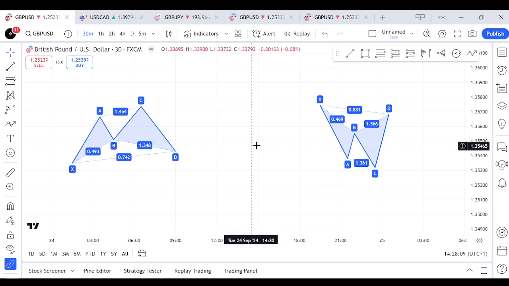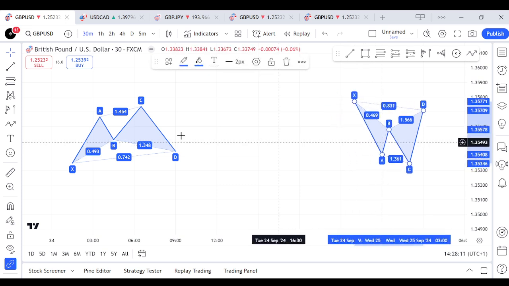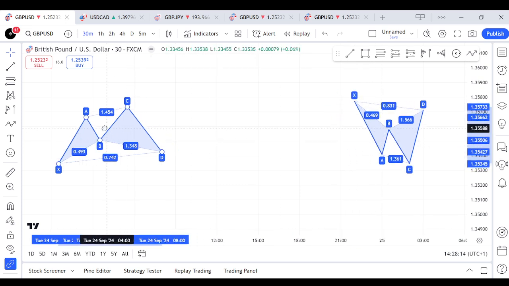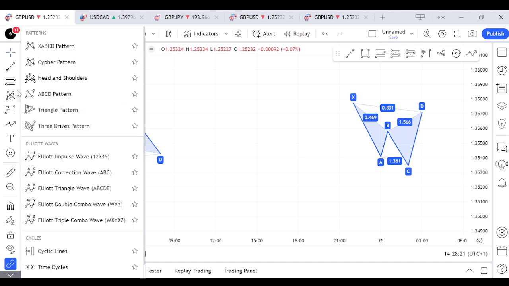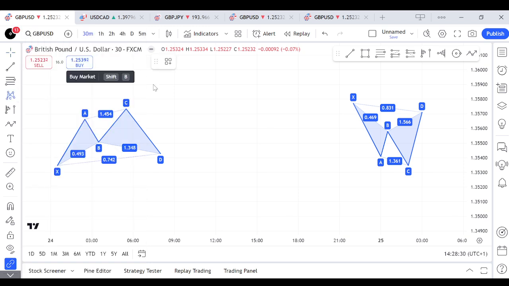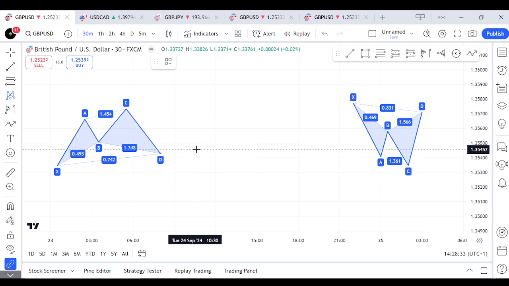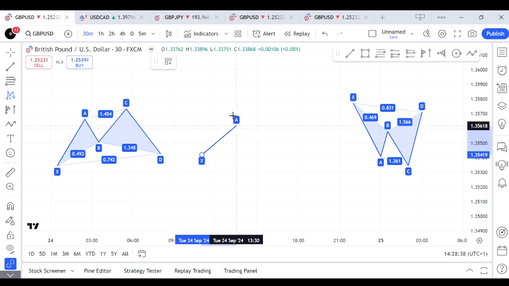So let's talk about how to identify the Cypher pattern, both the bullish and the bearish Cypher pattern. So this is the TradingView platform, and you just go to the patterns category here. You could select the Cypher pattern or you could select the XABCD pattern, any one you choose. I'm just going to select the Cypher pattern, and you first identify the initial impulse move from point X to point A. So this leg establishes the pattern's direction.